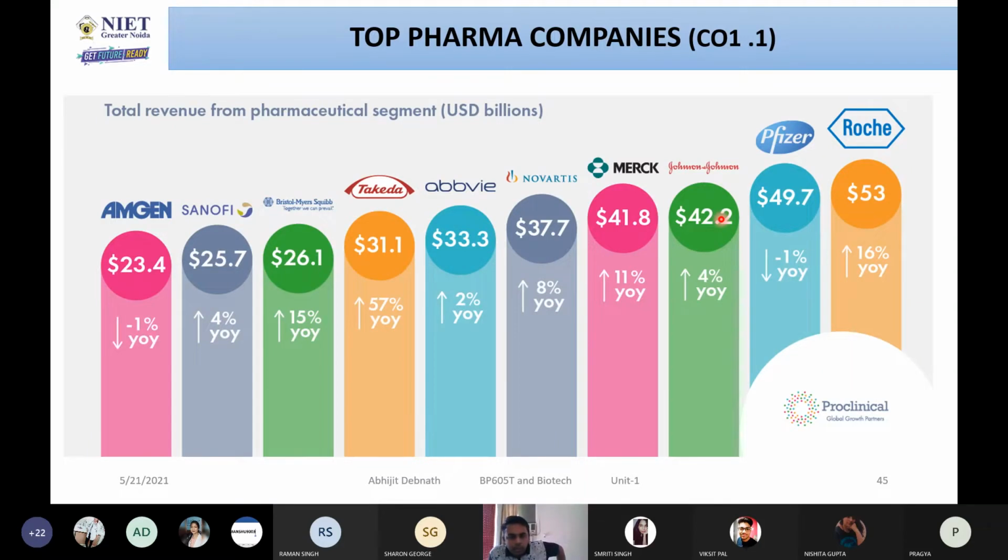Here you can see that in the top pharma companies, none of our Indian companies are listed. What are the Indian companies? We have Sun Pharma, Cipla, Zydus Cadila, Aurobindo, and others, like Wockhardt, where I also worked. So Indian companies are nowhere in terms of the world's top pharma companies, but they are growing very rapidly. Here we will be able to see state-of-the-art technologies.